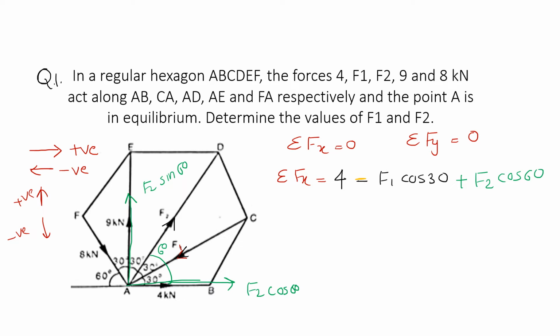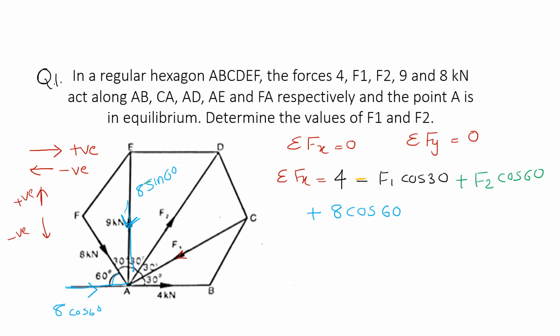9 kN is in the vertical plane, so there is no horizontal component for 9 kN. Next is 8 kN. Two components, here 60 degrees given, so the horizontal component is 8 cos 60, and the vertical component is in the downward direction, 8 sin 60. So the horizontal component is right side, positive 8 cos 60.